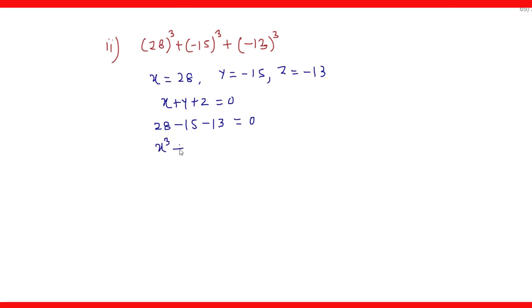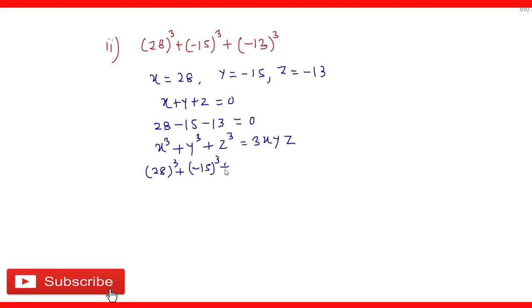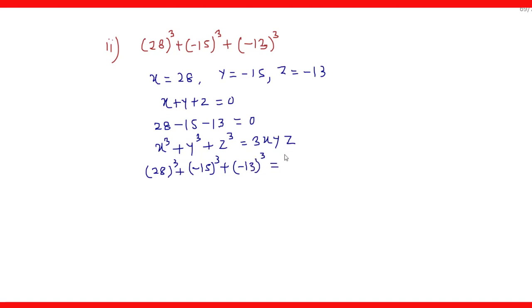And therefore x cube, that is 28 cube, plus y cube, that is (minus 15) bracket cube, plus z cube, that is (minus 13) bracket cube, is equal to 3xyz, that is 3 into 28 into y which is minus 15 into z which is minus 13.